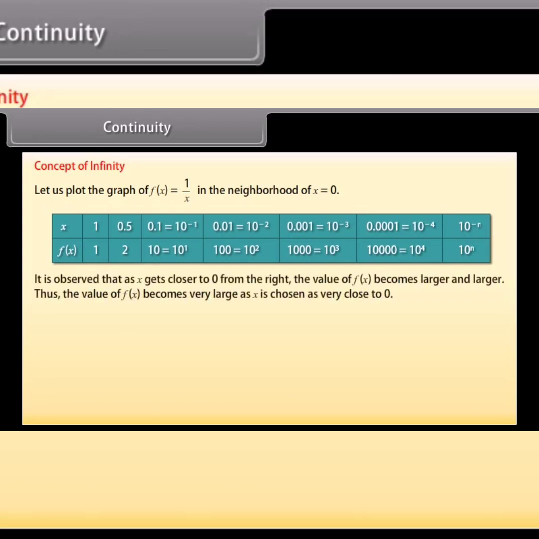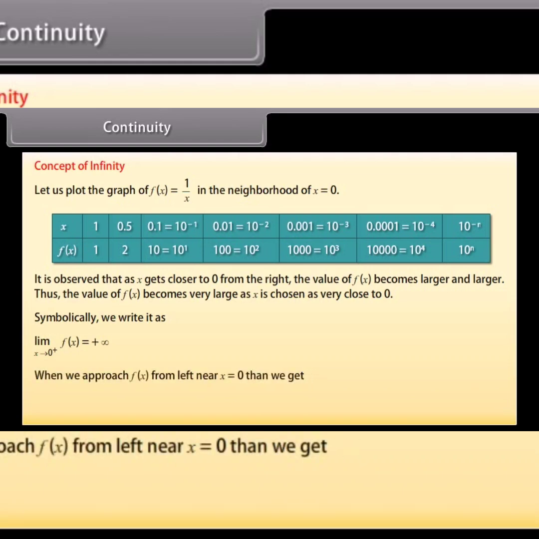It is observed that as x gets closer to 0 from the right, the value of f of x becomes larger and larger. Thus, the value of f of x becomes very large as x is chosen very close to 0. Symbolically, we write it as limit x approaches 0 plus of f of x is equal to plus infinity. When we approach from the left near x is equal to 0, then we get limit x approaches 0 minus of f of x is equal to minus infinity.